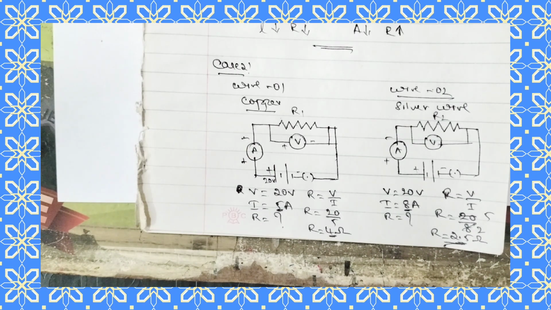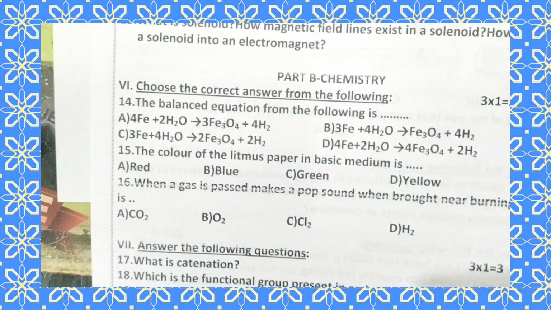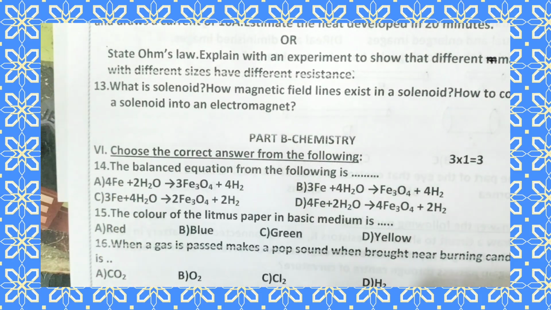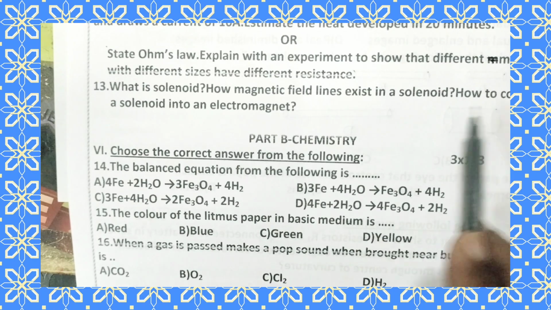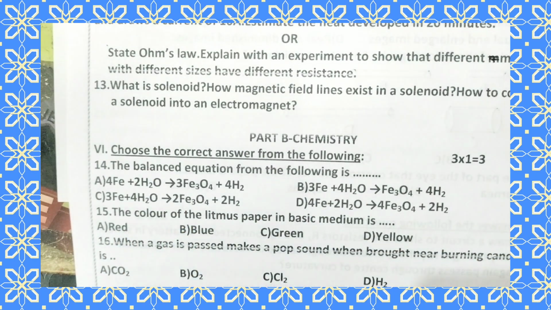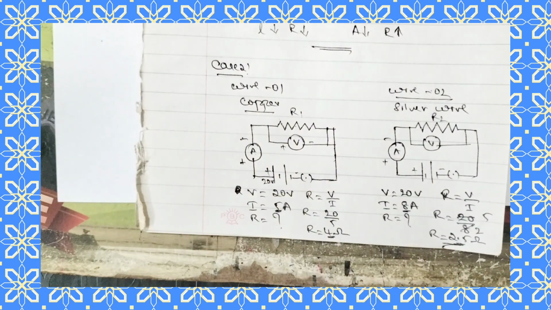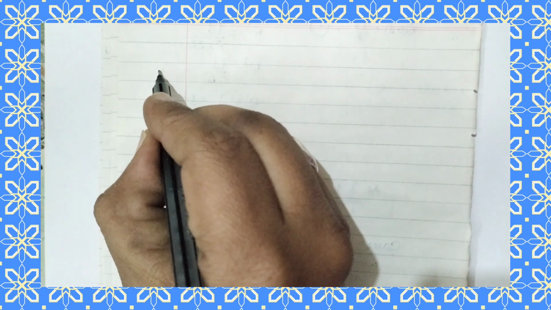Now let us move to the last question. What is a solenoid? How do magnetic field lines exist in a solenoid? How to convert a solenoid into an electromagnet? So let us answer the 13th question.